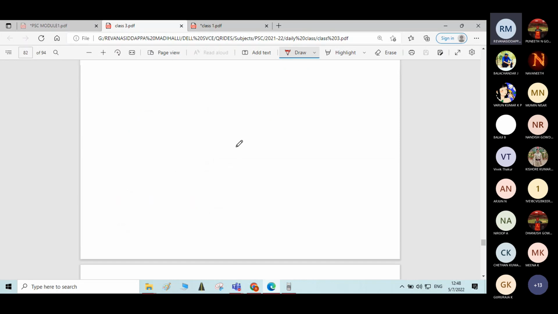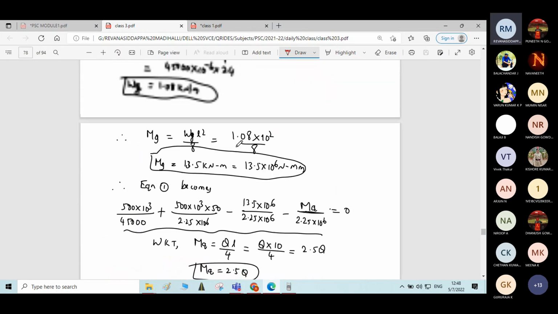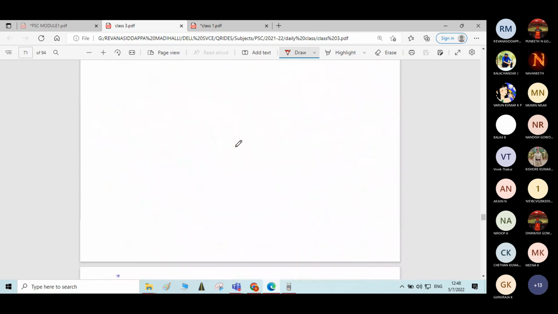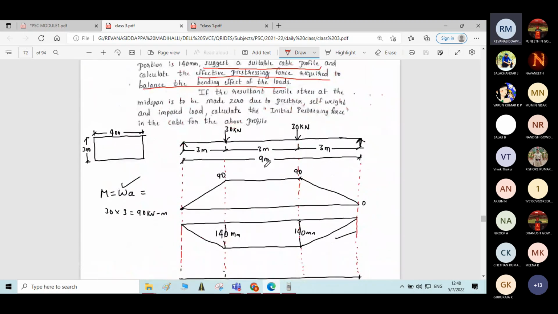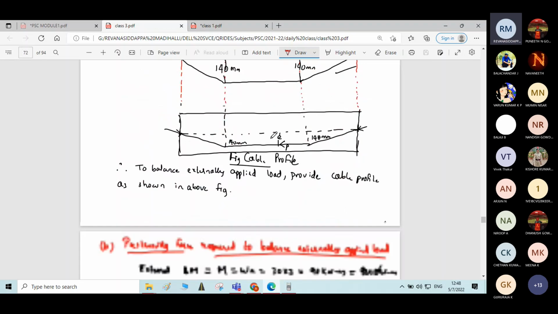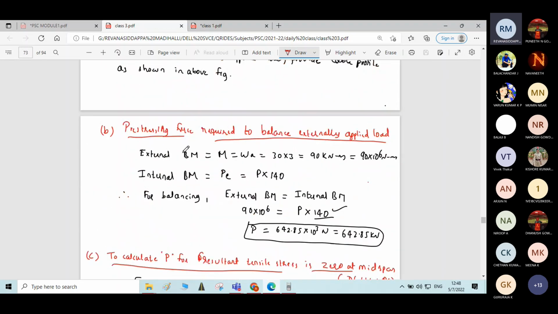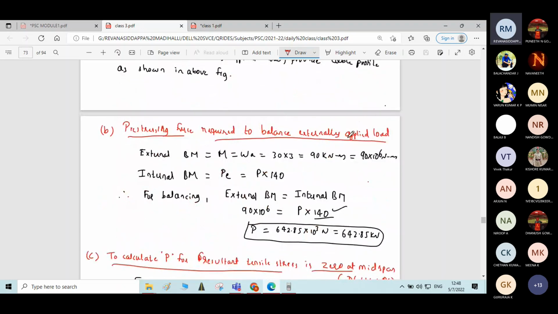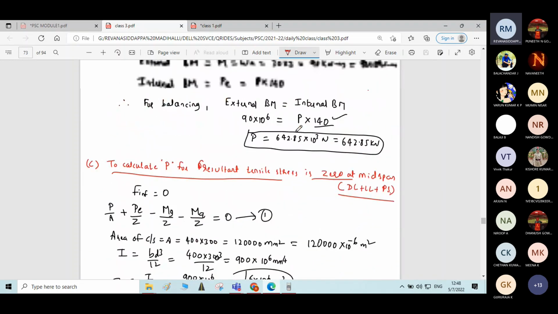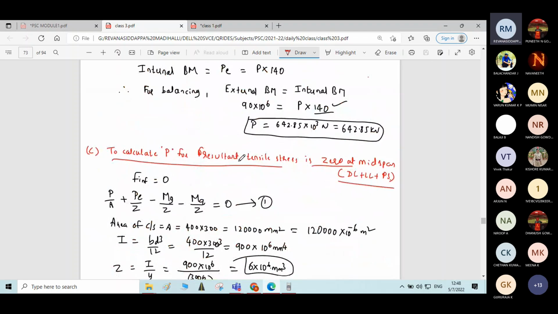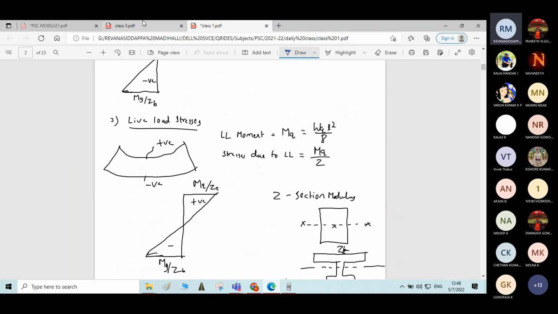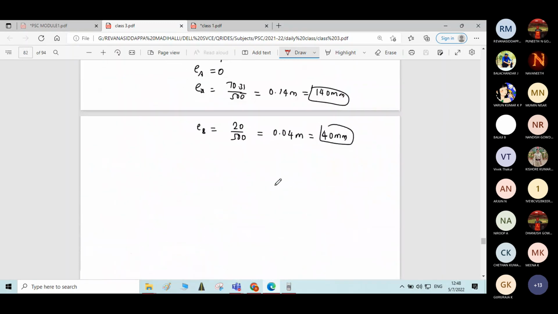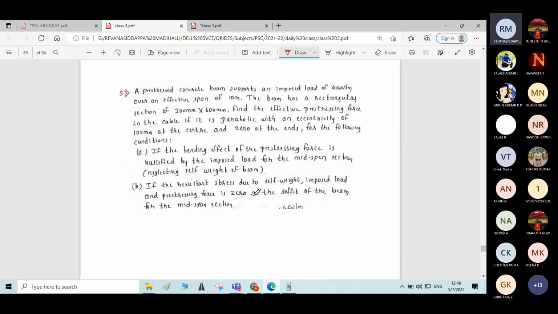I think it is similar to the first problem. Yes, it is similar to the first problem. The difference is that here point loads are given, but in the fifth problem a UDL is given. This is the same kind of question: pre-stressing force required to balance the externally applied load, that is the first condition, and to calculate P for resultant tensile stress 0 at midspan. The same conditions are given here.